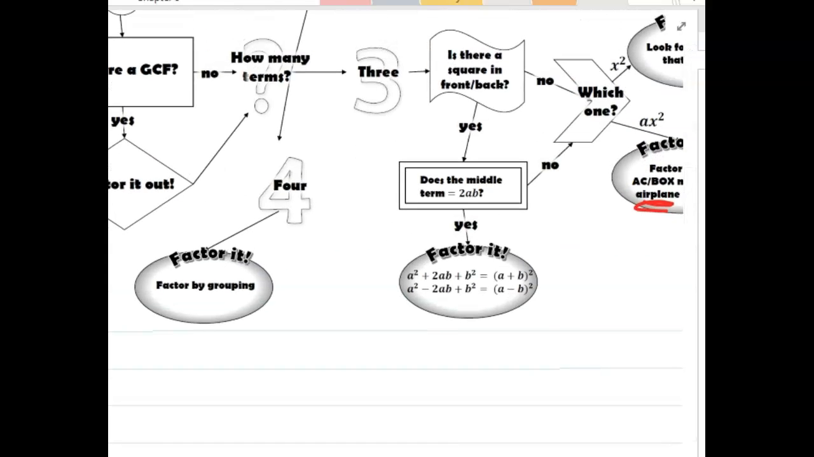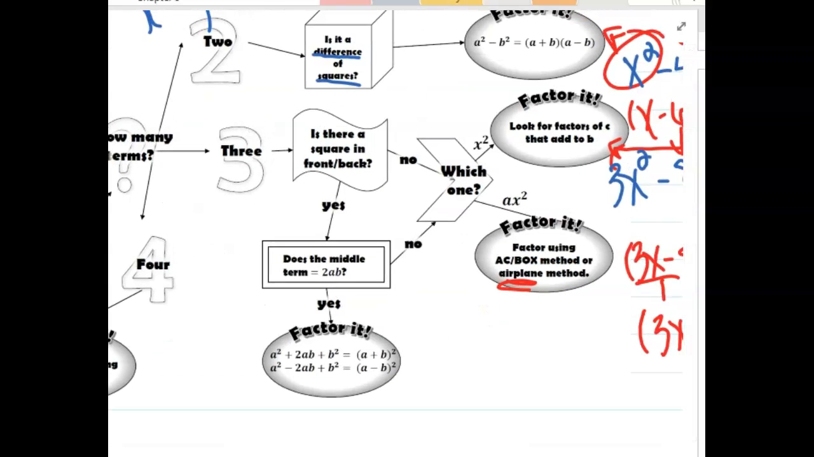How you're going to know if you can do this: there has to be a square in front and a square in back. You'd have to be able to say, okay, to get the F, it'd have to be this times itself, and the L would be this times itself. And remember, when it says here, does the middle term equal 2 times A times B? That's just where we multiply those 2 numbers together and multiply it by 2, remember the O and the I, and if it matched, we could go ahead and factor it. Okay? Now, if it doesn't work out, which I'll be honest with you, most of the time it doesn't, but if it does, it's super easy to factor, so I'm going to go that way.